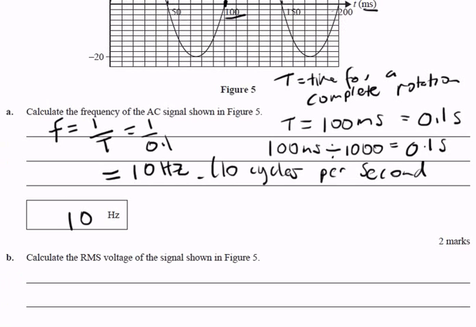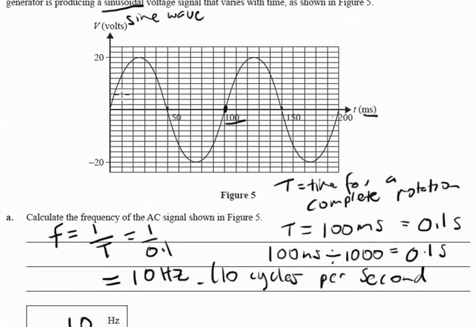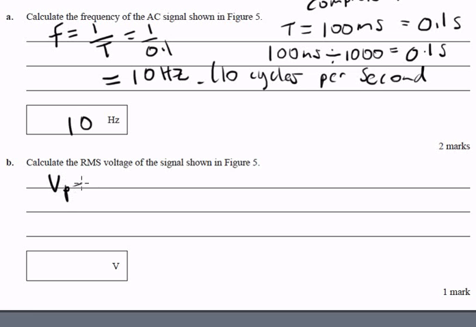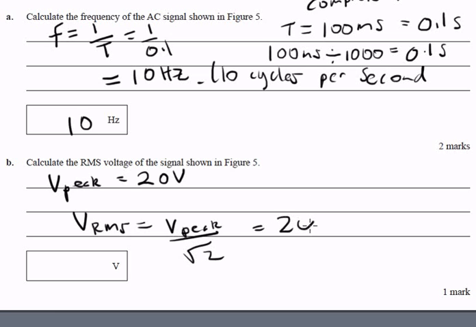Calculate the RMS voltage of the signal as shown in figure 5. Because this is an AC signal, the top value it goes to is the peak voltage, and that's 20 volts. To get the RMS, we need to take the peak voltage and divide it by the square root of 2. 20 over root 2 equals 14.1 volts.